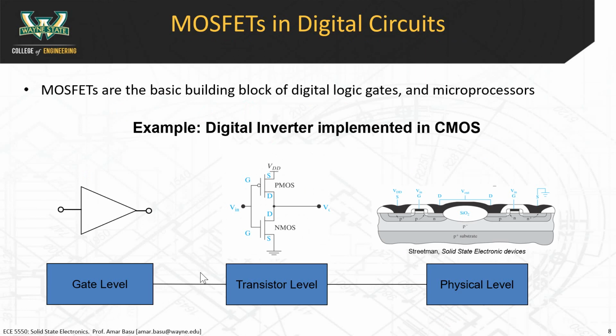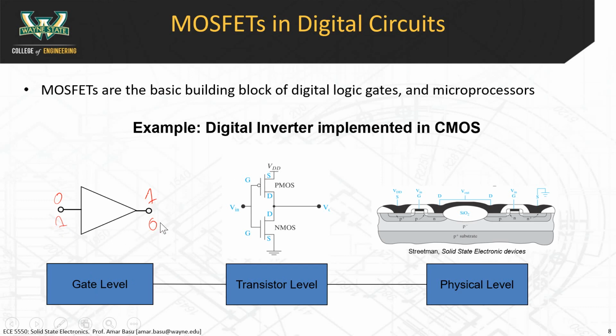So we're going to talk about MOSFETs and digital circuits. The gate level stuff is covered in a digital logic class. Some of you have probably taken digital logic courses or computer architecture courses in your undergrad. If you look at the transistor level, so if you take a gate, this is a typical inverter gate. An inverter gate converts a binary 0 to a binary 1, or a binary 1 to a binary 0. So this is the gate level.